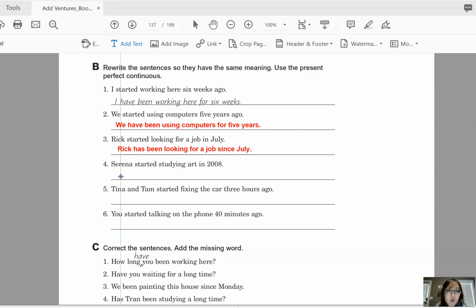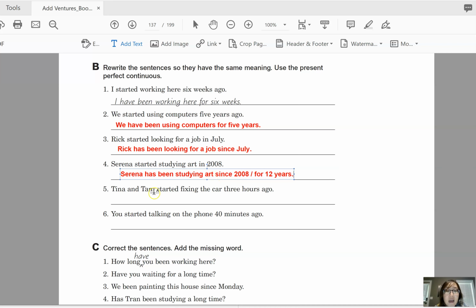And then, number 4, Serena started studying art in 2008. So we can say Serena has been studying art. Let's see, now it is 2020, so that's 12 years. So we can say since, I'm sorry, no, not since. Or actually, you can say that. You can say since 2008. And you can also say for 12 years, since we know that 12 plus 2008 is 2020. So Serena has been studying art since 2008.